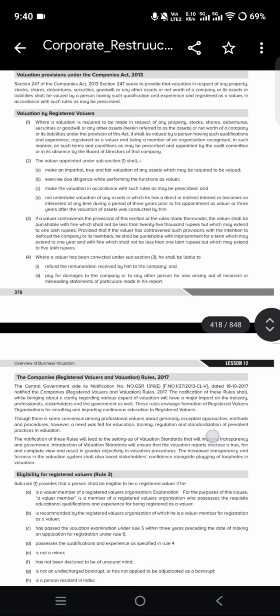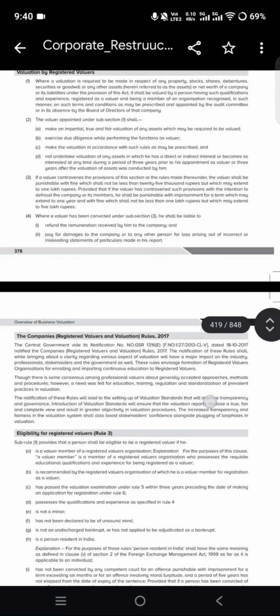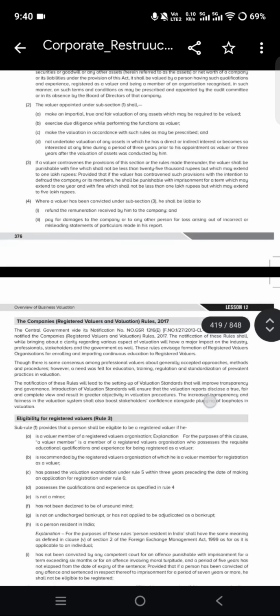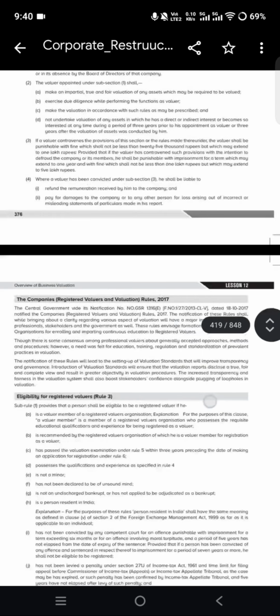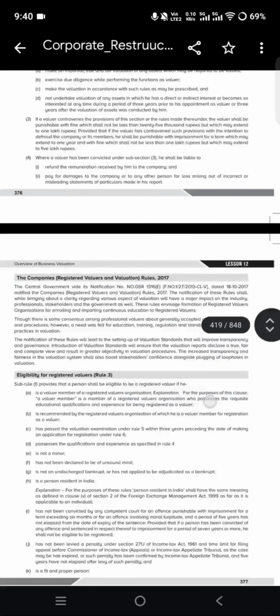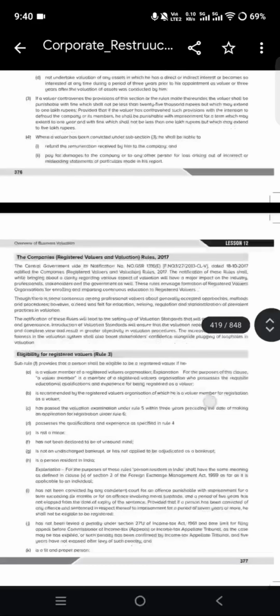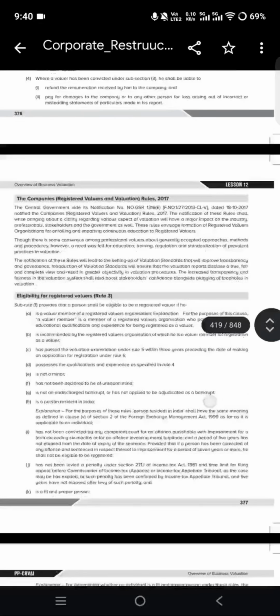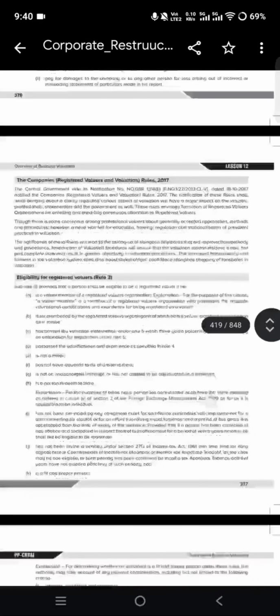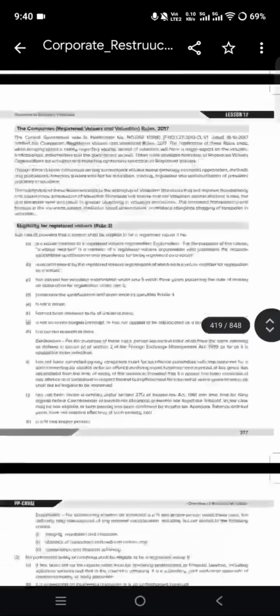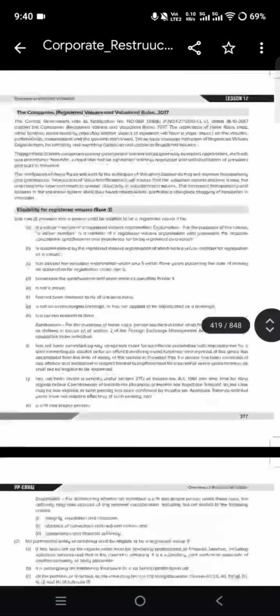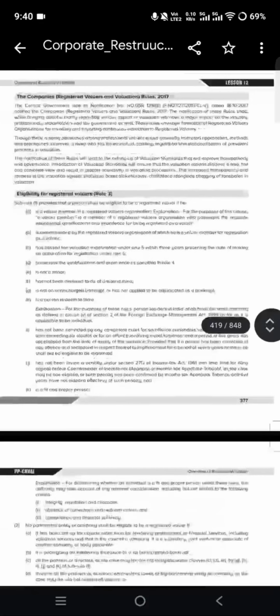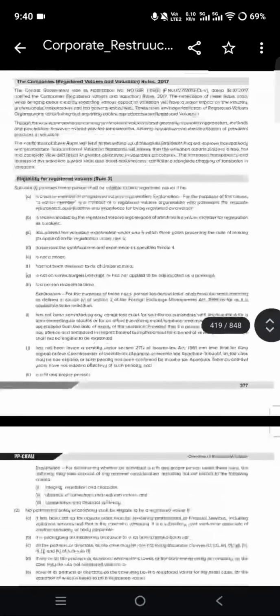He has passed the valuation examination under Rule 5 within 3 years preceding the date of making an application for registration. Means once he makes the application for registration, in those 3 years he has to pass the valuation examination. Only then can he be a registered valuer. He possesses the qualification and experience. He is not a minor, not declared of unsound mind.